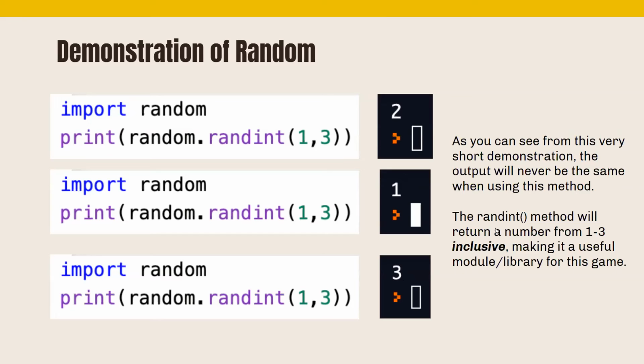Yeah, and it's important to know that this randint method right here will return a number from 1 to 3 inclusive. Let's say 1 to 10 inclusive means 1, 2, 3, 4, 5, 6, 7, 8, 9, 10. 1 to 10 not inclusive would not include 1 or 10, so it would just be 2, 3, 4, 5, 6, 7, 8, 9.